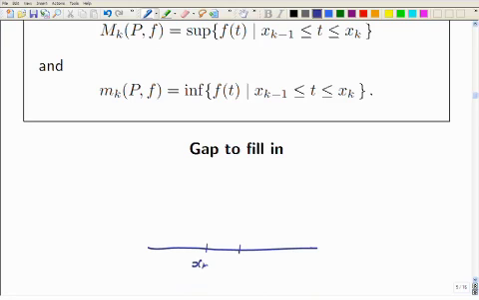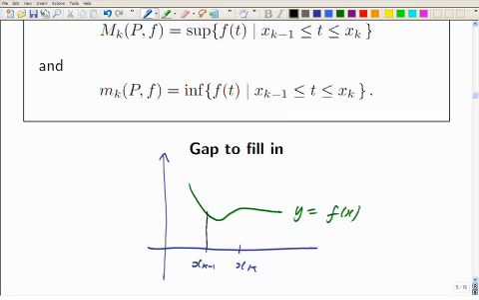So here's xk minus 1. Here's xk. And here's y equals f of x, which could do all sorts of things. Well, we're working on this interval here, so we're just working between xk minus 1 and xk inclusive. And you say, how high does it go? It looks like it goes to about that high. So here's capital Mk of P, f. F is a function, P is a partition, k is which interval you're looking at the moment.